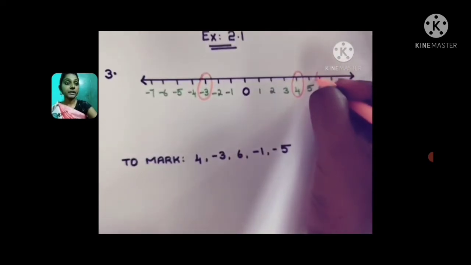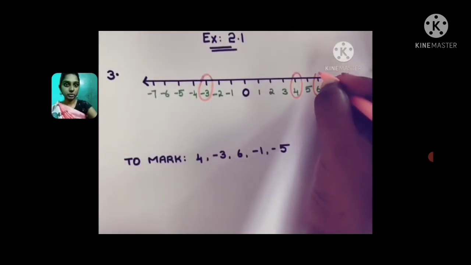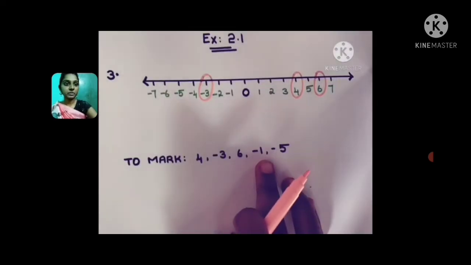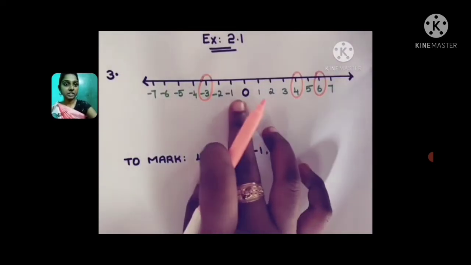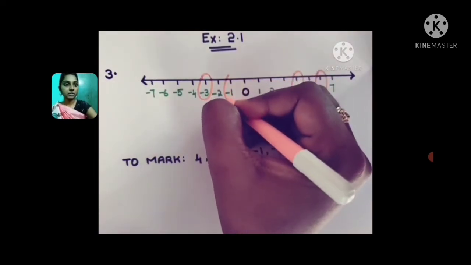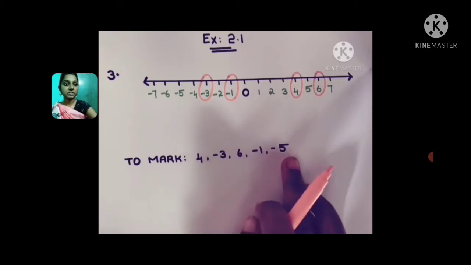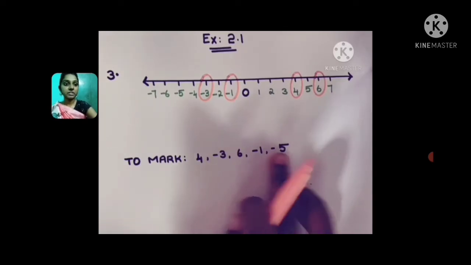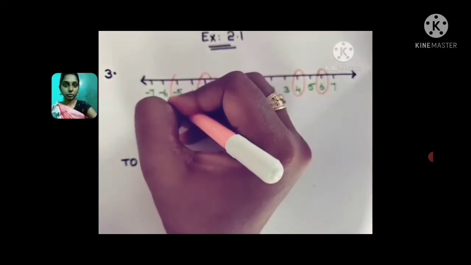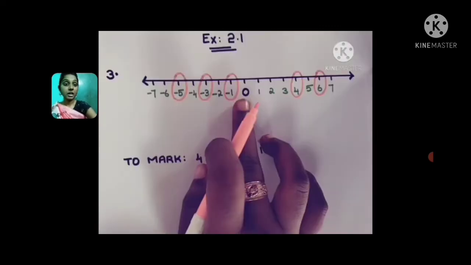The next integer we need to mark is minus 1. Minus 1 is a negative integer and so it will lie to the left of 0 on the number line. Let us mark minus 1. Next we need to mark minus 5. Minus 5 is also a negative integer and so it will lie on the left hand side of the number line. Hence we have marked all the given integers on the number line.